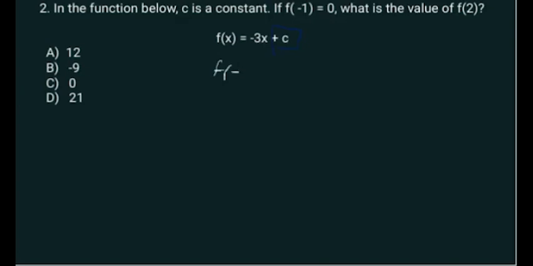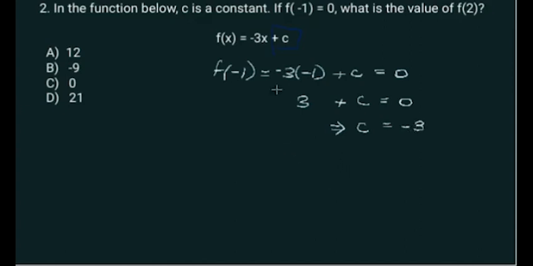So f of negative 1 is equal to negative 3 by negative 1 plus c, and all of that is equal to 0. So therefore 3 plus c is equal to 0. Now this means that if we bring the 3 across, we will change the sign and c will be negative 3. We will use this now with the equation for our substitution of 2.